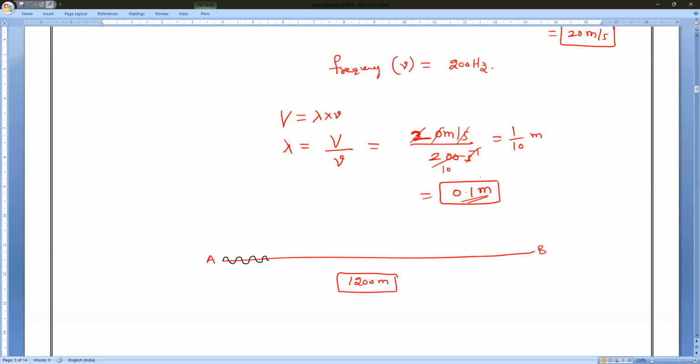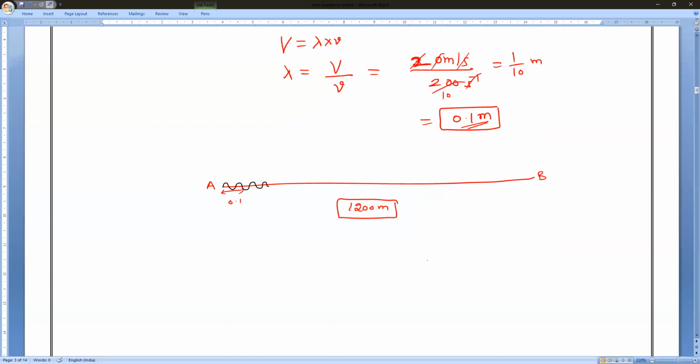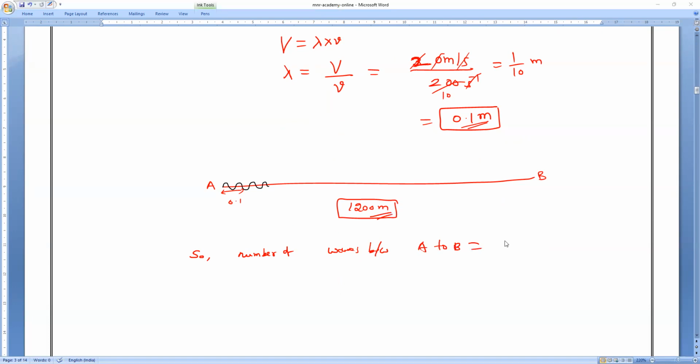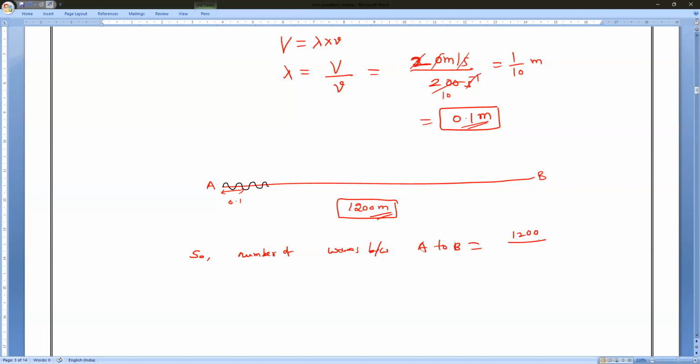So now, one wave is 0.1 meters. Then how many waves will it produce for 1200 meters? What do you have to do, addition, multiplication or division? To find the number of waves between A and B, the total distance is this much and one wave's distance is 0.1. It is division. So 1200 divided by 0.1. What is the answer?